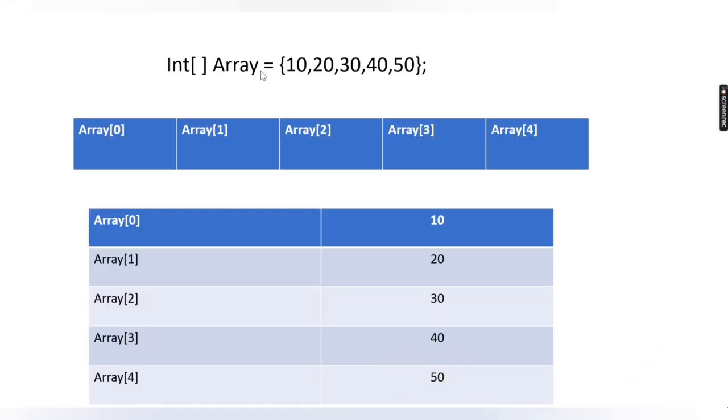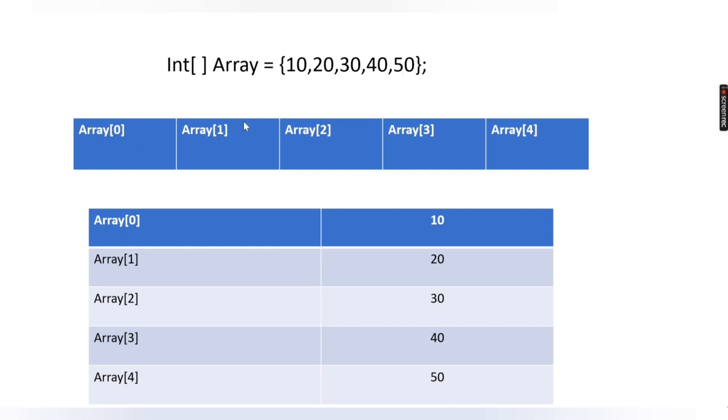So this is my int array, to which we have assigned 5 different values: 10, 20, 30, 40 and 50. Internally the compiler will know the size of the array is 5. But how will the memory be allocated to this array? Using the index position. Here there are 5 values, so it will start from 0.